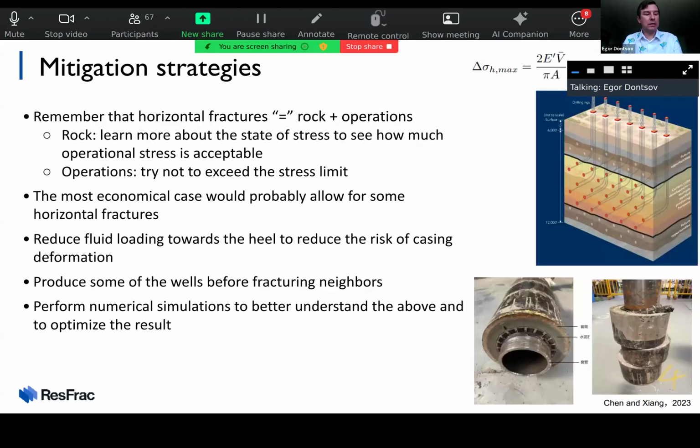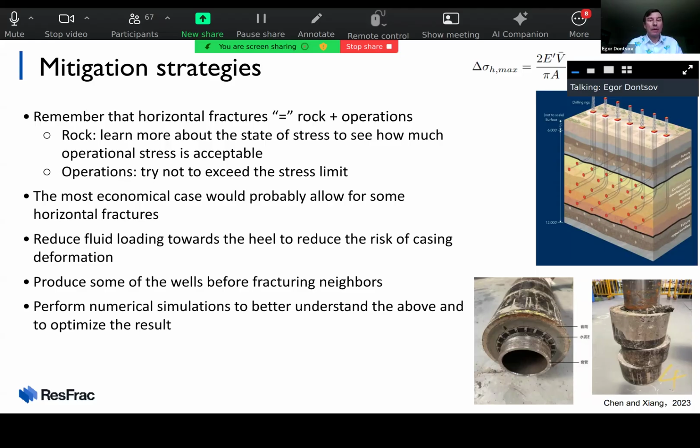So just a few words about mitigation strategies. I know I'm running out of time, and then I'll wrap up. The key message from this talk is that these horizontal fractures require both rock plus operations. So your rock has a certain state of stress, certain strength anisotropy, and so it will allow only certain fluid loadings, or operational fluid intensities, it has a certain limit. And once you overstress the rock, so you pump too much, now you can potentially have horizontal fractures.